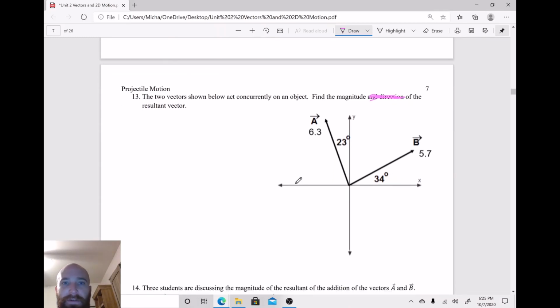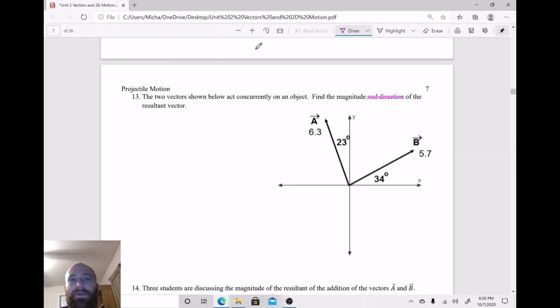Alright, two vectors shown, acting concurrently on an object. Find the magnitude of the resultant vector. Let's go. Again, if you tip to tail it, draw B at the end of A, the resultant should look something like that, kind of like through the middle of these two. Let's see if we can get that mathematically.